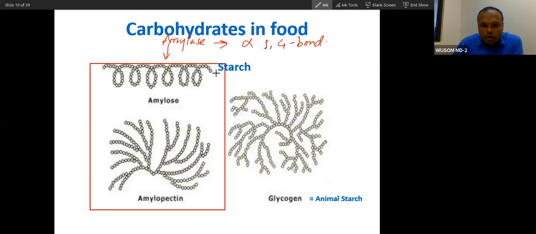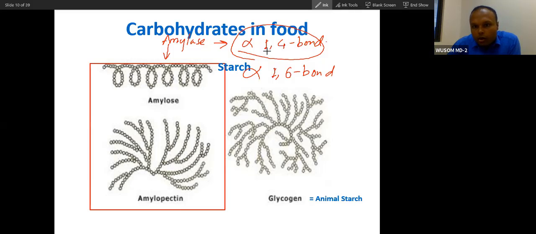It is not able to act on the alpha 1,6 bond. By now you know what alpha 1,4 and alpha 1,6 bonds are from our glycogen topic. So it has the capability to act only on the alpha 1,4 bond, and the name amylase came from amylose, because it will digest amylose completely, as it has only alpha 1,4 bonds.